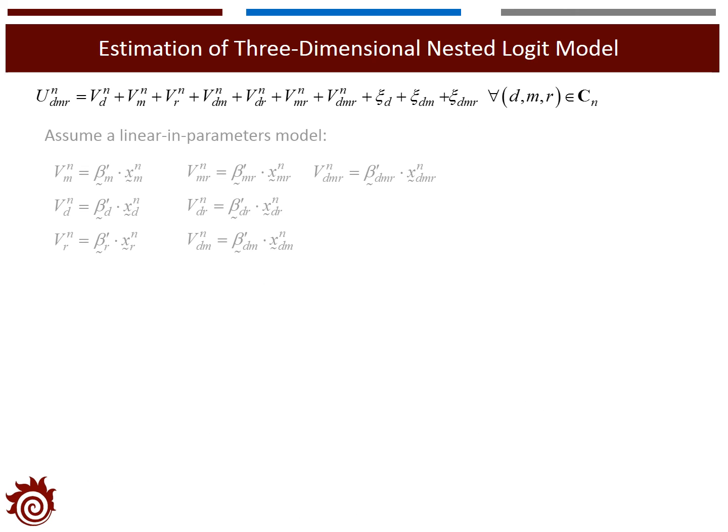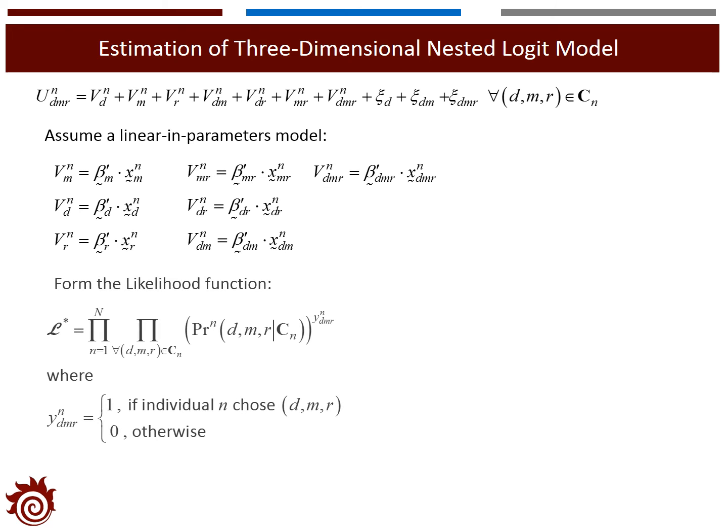In addition, we assume that all the deterministic utilities are linear functions of their own attributes. Here, the coefficients from the linear relation are the parameters we have to capture from the model estimation. Similar to the previous analysis, we will call the likelihood function and maximize the likelihood function for the model estimation. Here, the variable y_dmr,n equals 1 if the individual n chooses the combination of dmr, otherwise it's 0.